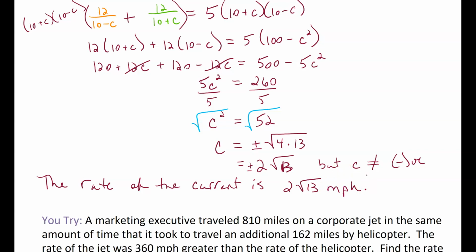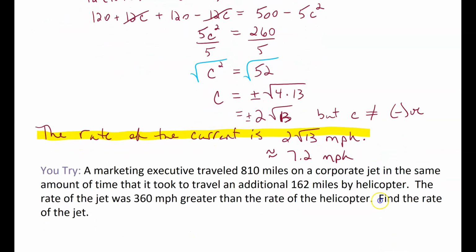Or if this were a calculator problem, then we would actually solve it, and it comes out to about 7.2 miles per hour. So it just depends if you have a calculator or not. Okay, questions on what we've done? All right, I've got a couple for you guys to try.